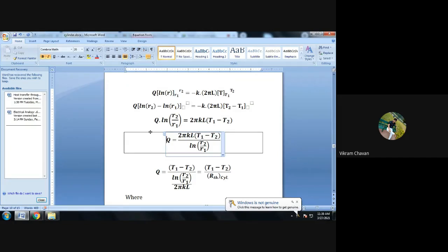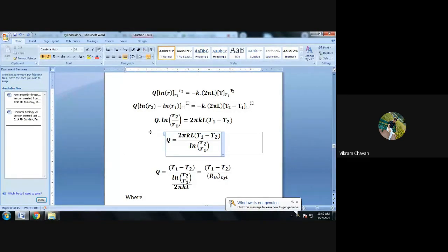Now this equation will provide you the heat transfer rate. How have we determined the q for the cylinder? 2 pi kL into bracket t1 minus t2, whole divided by ln of r2 divided by r1. This is an important formula in the sense of your examination and also in the sense of your GATE examination.